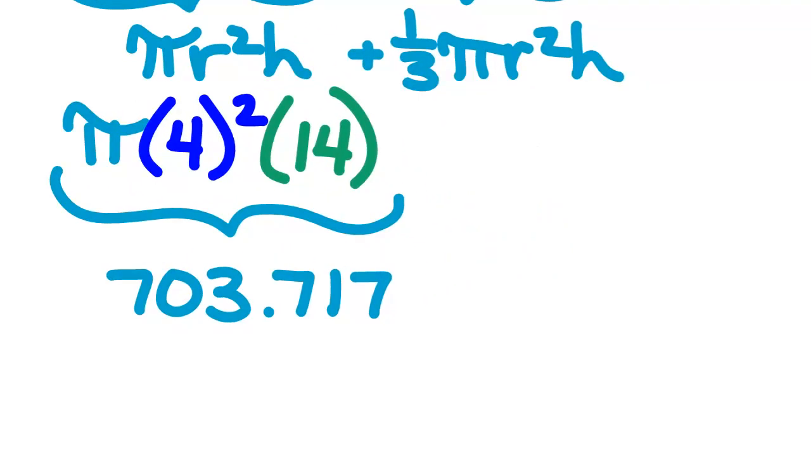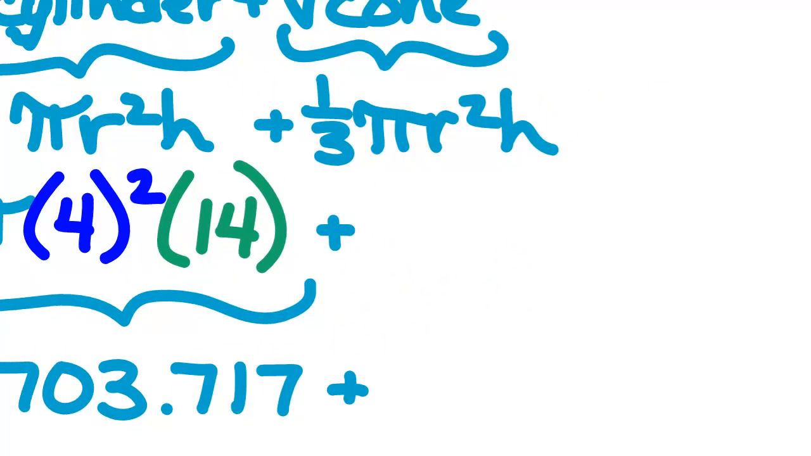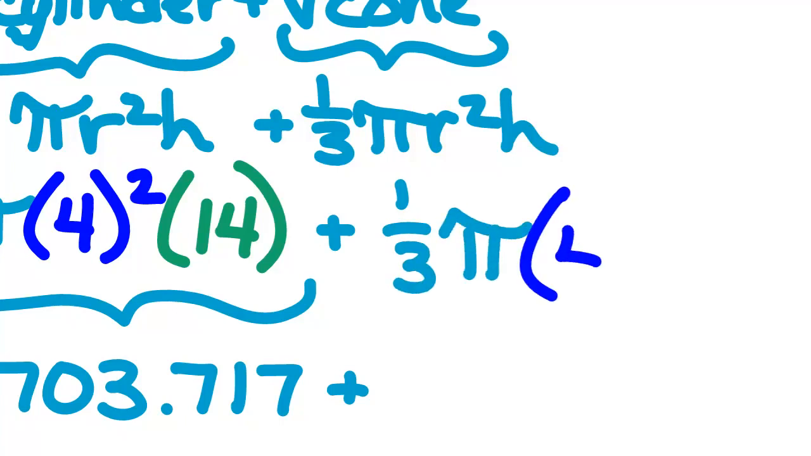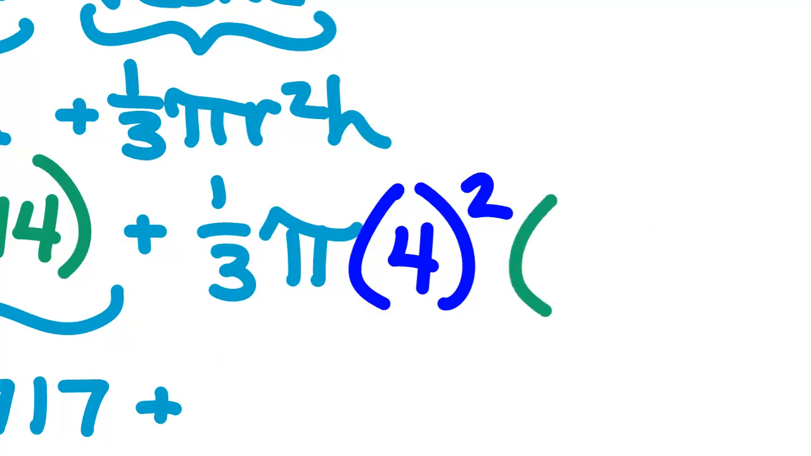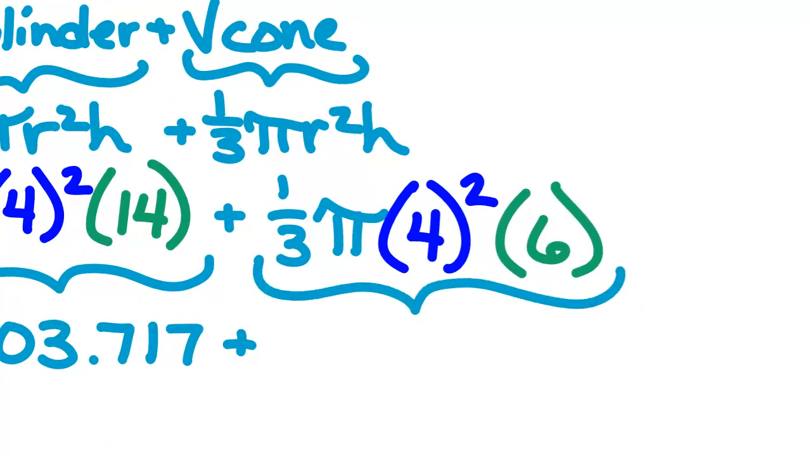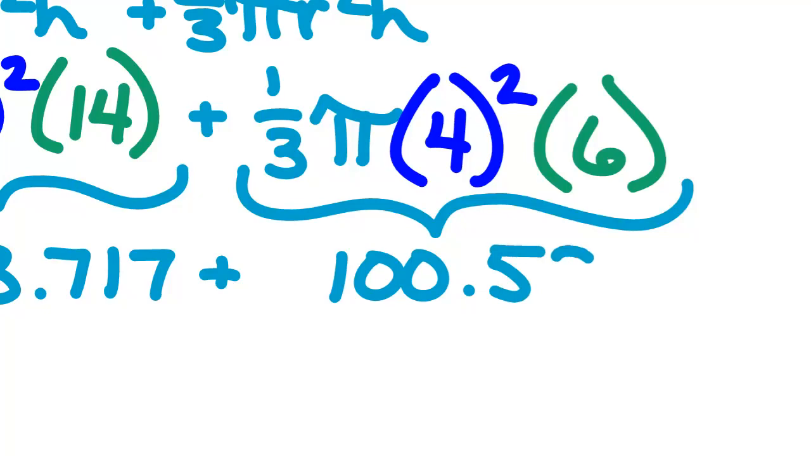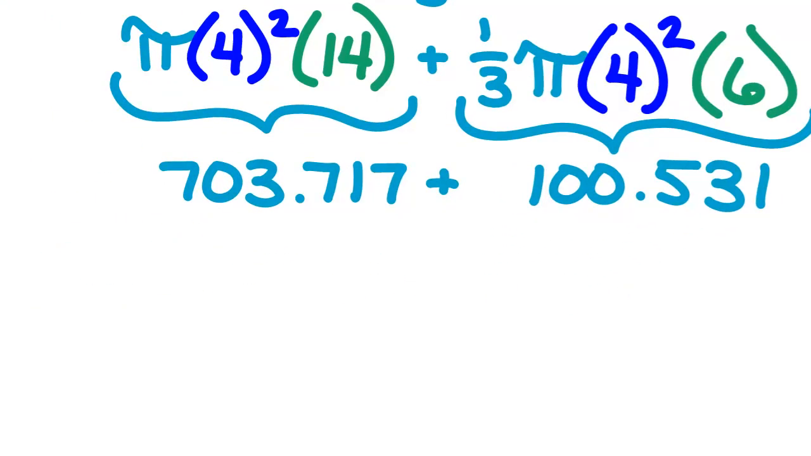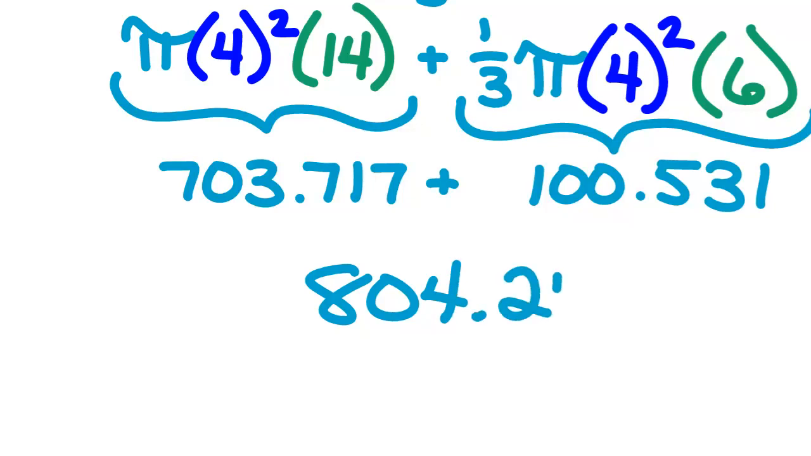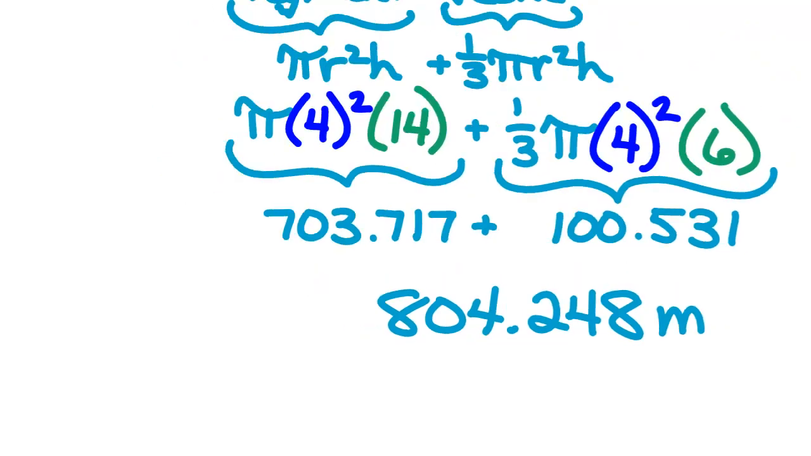So 703.717 plus, now we need the volume of the cone, 1/3 pi times the radius of 4 squared times the height of the cone. What was the height of the cone? 6. So 1/3 times pi times 4 squared times 6. 100.531, giving us a total volume of 804.248 meters cubed.